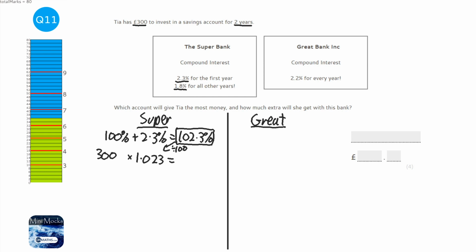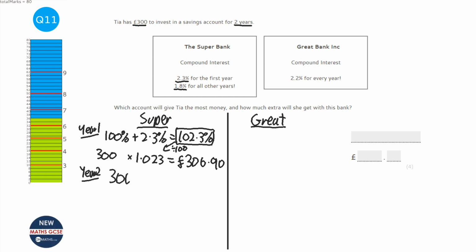So let's do that on the calculator. 300 times 1.023. And you might need to press S to D. And that is £306.90. Okay, so that's year 1, and we might as well just write year 1 somewhere. Okay, so year 2, we've got that £306.90, and we need to work out the multiplier for 1.8.